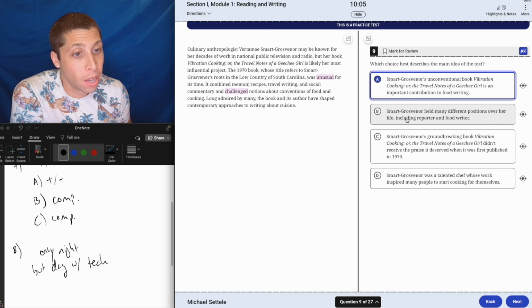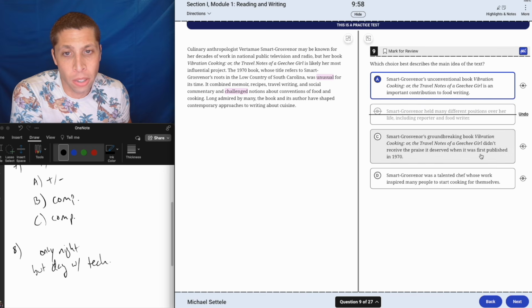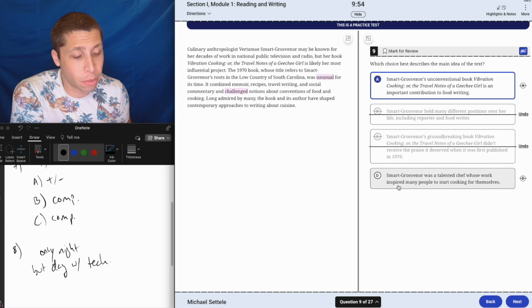Seems right. Held many different positions? No. Groundbreaking is important. Didn't receive the praise it deserved. Does it say that? Long admired. No, it seems like it was admired. Was a talented chef whose work inspired many people to start. Yeah, true, but you got to mention the book.